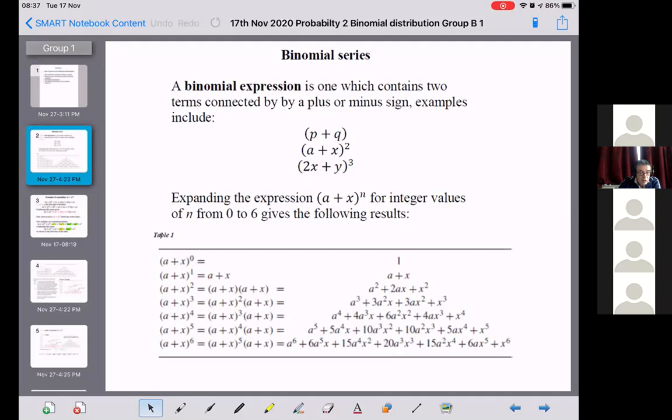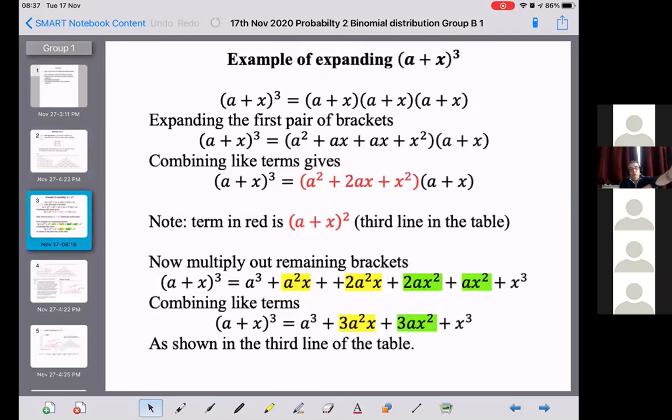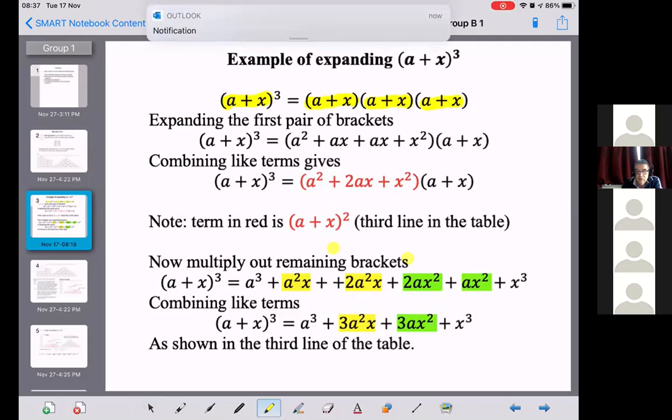Right, on the next slide, this is what we covered last week, as an example, showing you where all that comes from. If we expand a plus x all to the power of 3, what we're doing is taking each bracket term and multiplying it by, and doing that 3 times.